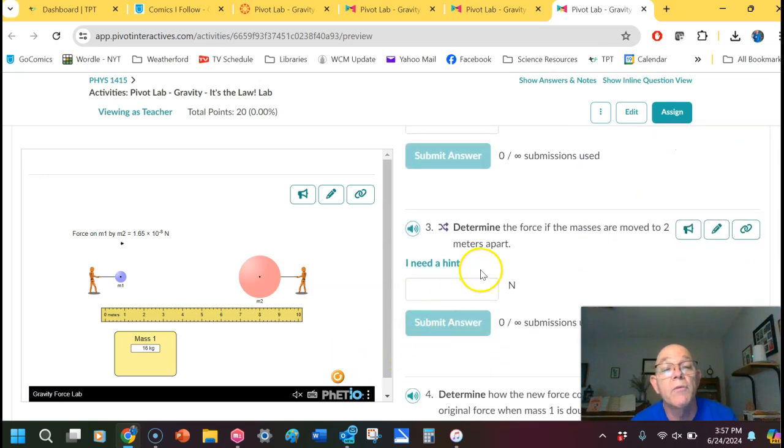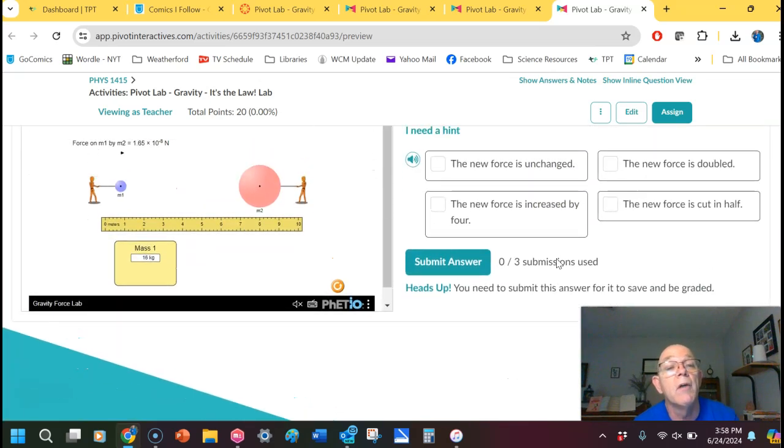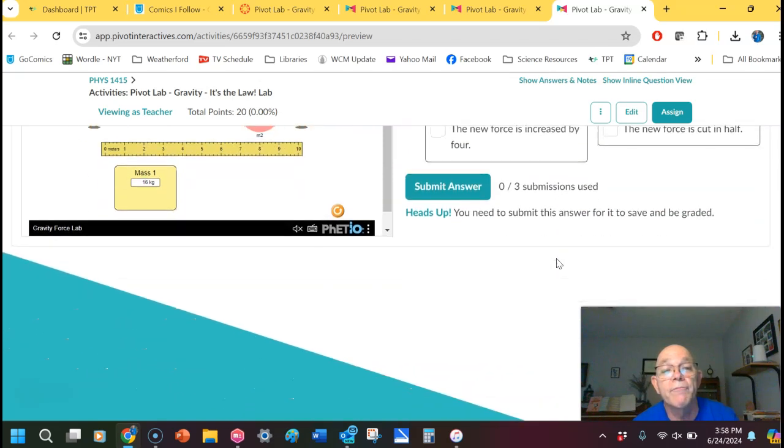Now, then it wants to know if you move them to 2 meters. Basically you'd be using the same information, except now your distance would be 2 meters apart. So you need to make sure that these are 2 meters apart. So move them so that they're 2 meters apart. And then you would, once again, solve for the force. All right, then determine the new force compared to the original force if mass number 1 is doubled. So once again, what happens when you double the mass? And there you go.